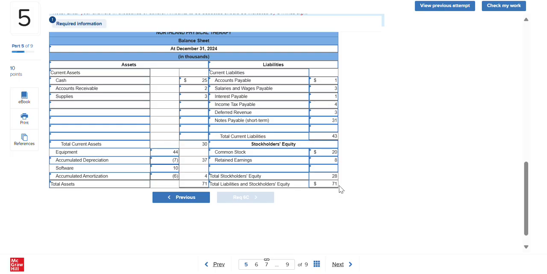And then we have to add 43,000 and 28,000 to get total liabilities and stockholders' equity. And this statement shows us what the business owns, what it owes, and how much belongs to the owners.